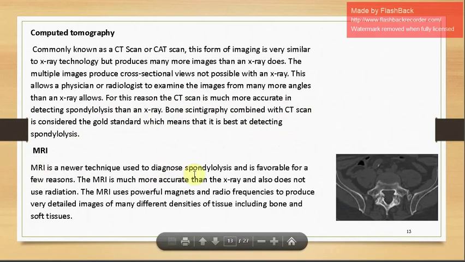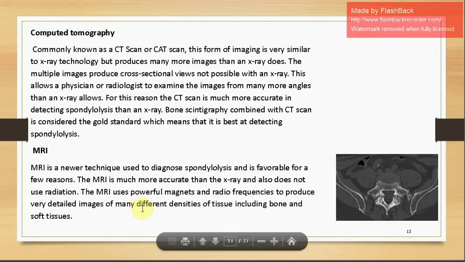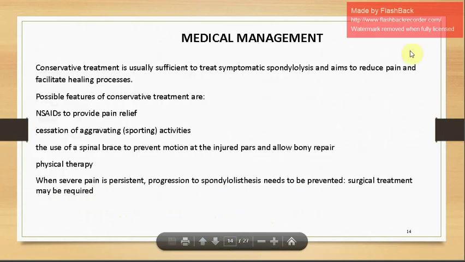MRI is a new technique to diagnose spondylolysis and is favorable for a few reasons. It is more accurate and also does not use radiation. It uses powerful magnets and radio frequencies to produce very detailed images of many different densities of tissue, including bone and soft tissue. Now, coming to the management.